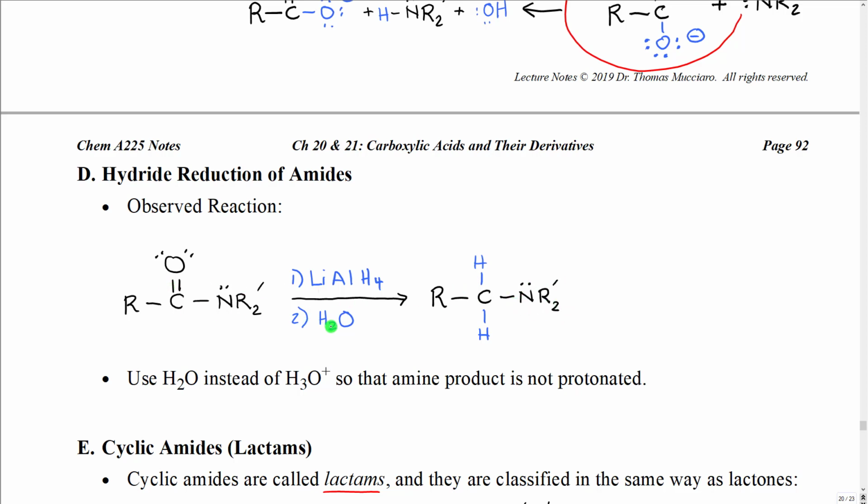We're going to do in our second step not a hydronium, but just water to hydrolyze and protonate everything that needs to be protonated. Because if we put in hydronium, this is a strong enough base that it would react with the hydronium, and we wouldn't get amine, we would get a protonated form of this. We would call that an ammonium. Presumably we would want the amine, so therefore we would have to use water, or we would have to use hydronium and then treat it with base to deprotonate that.